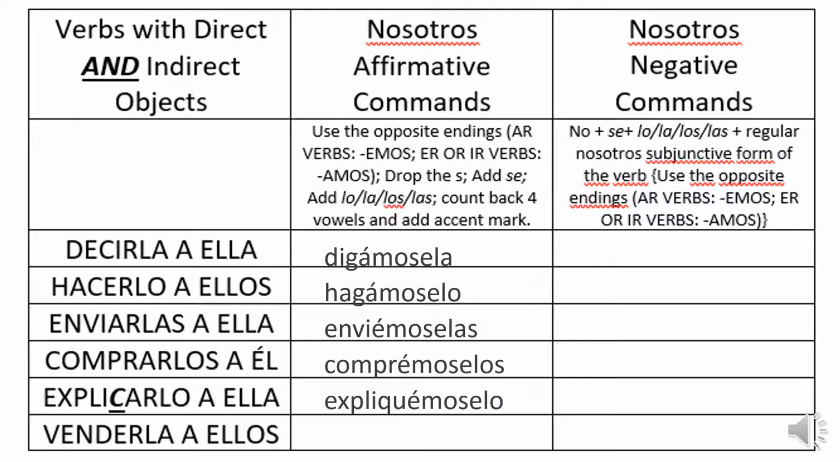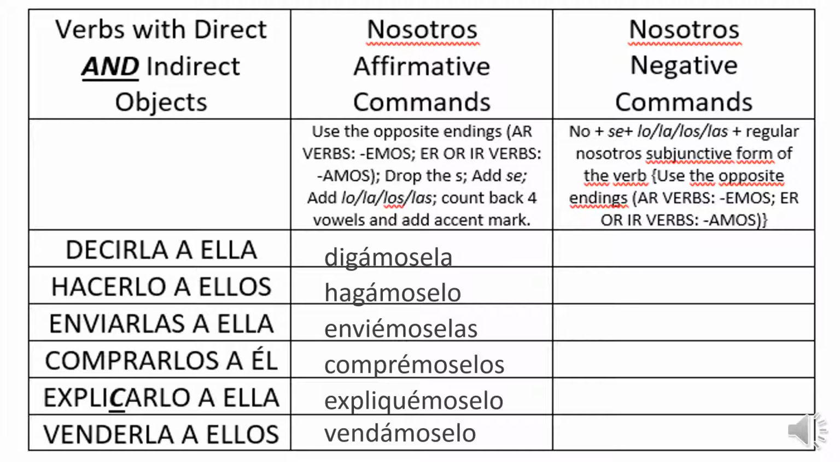And let's sell it to them, I'm sorry. That would be vendámoselo. Vendámoselo. ER verb, so AMOS ending. Drop the S, add se, then add lo. Vendámoselo.